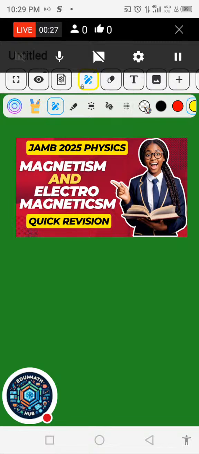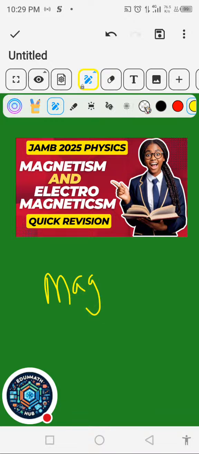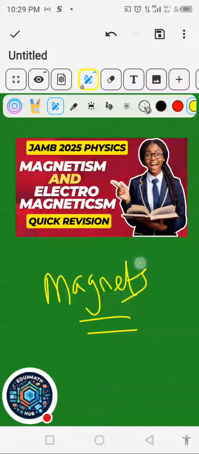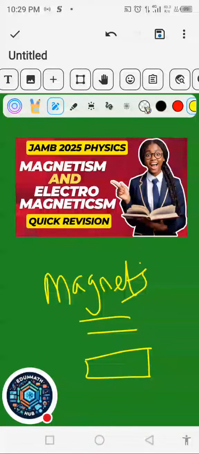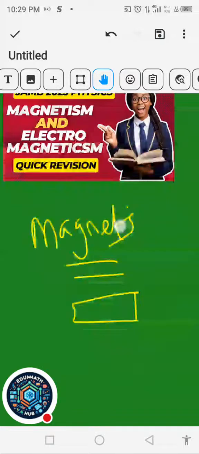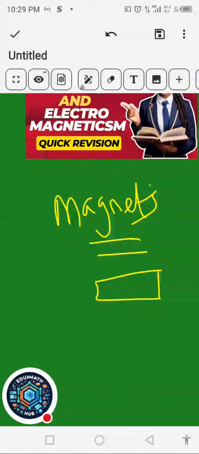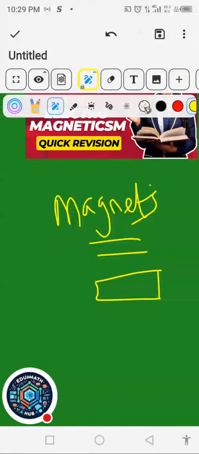Now, the first thing you want to know about magnets, we'll be starting with the definition of magnets. So a magnet is a material, which is always in the shape of maybe a rectangle, can also be in a circular shape, that is capable of attracting iron or pieces of steel. So that material is called a magnet.